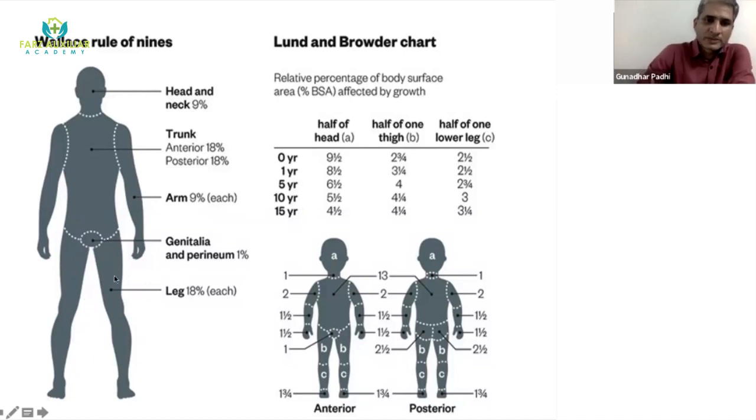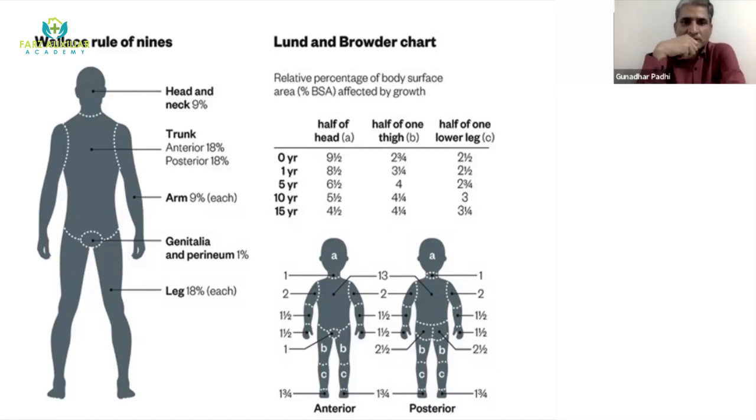So if a patient has a burn in one leg, it is 18%. In the chest, anteriorly, it is 18%. Posteriorly, the back, it is 18%. Each arm is 9%, and head and neck is 9%. So this is basically the rule of 9.